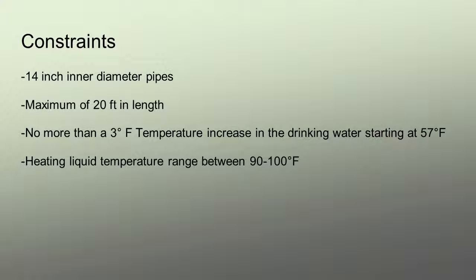Some of the constraints that we're working with is that we have a 14-inch inner diameter pipe leading into the system. We want the heat exchanger to be no more than 20 feet in length. We want no more than a 3 degree Fahrenheit temperature increase in the water, and we want the hot stream liquid to be between 90 degrees and 100 degrees Fahrenheit.